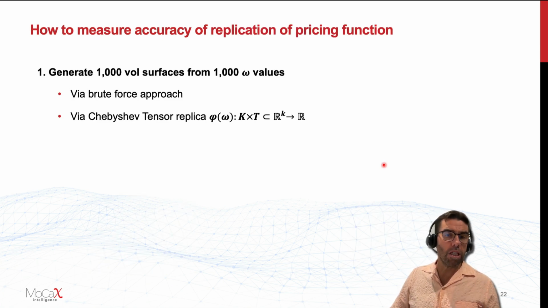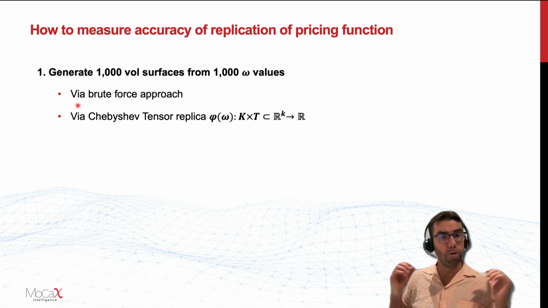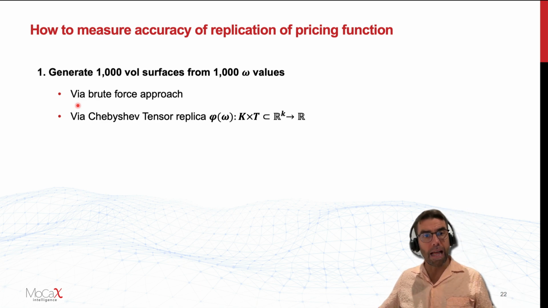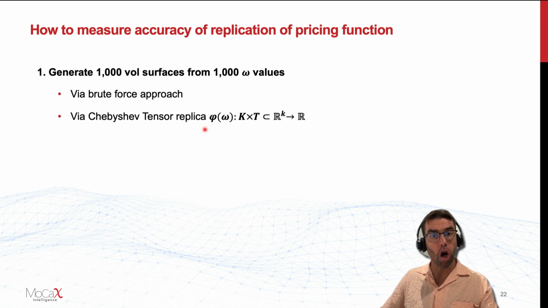In order to measure the accuracy of the tensor of the AI function via Chebyshev tensor, we are going to do two things. We're going to generate 1,000 volatility surfaces from different values of omega of model parameters. And then from these surfaces, we're going to do two things. First, we're going to do a brute force approach. We compute the volatility surface as such, and then we compute the volatility surface via the Chebyshev tensor replica, the AI function of the pricing function. And we're going to compare results.